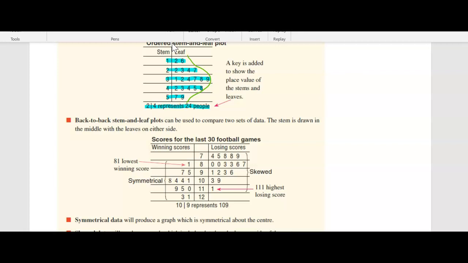I just read that as soccer, and I'm like, how would you kick 109 goals in soccer? But let's say it's AFL footy. It might make a bit more sense. So let's read the key. So 10/9 means 109.